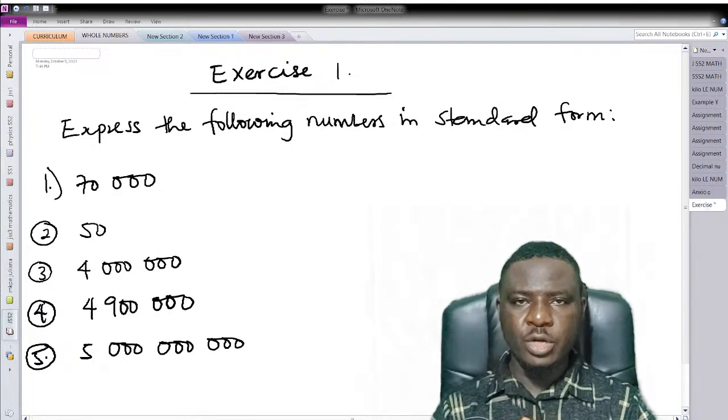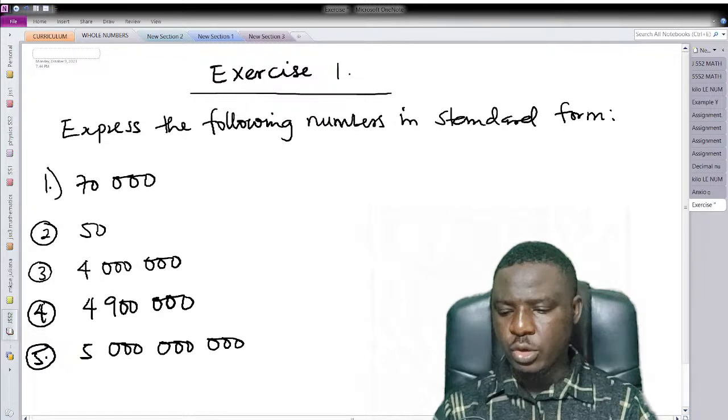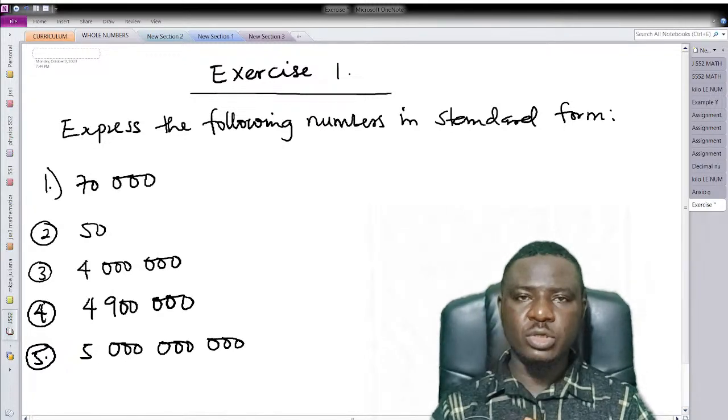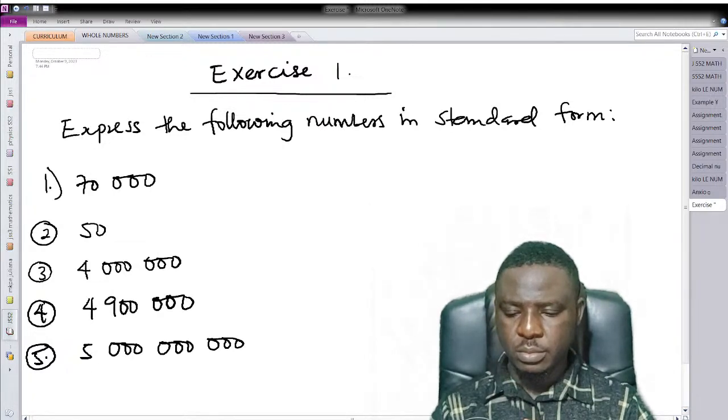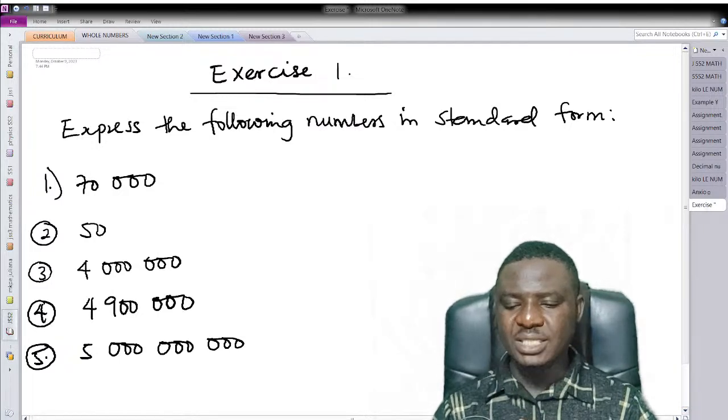If you are just joining us, you can go ahead and attempt the questions on the board. Let's see if we can express the following numbers in standard forms.